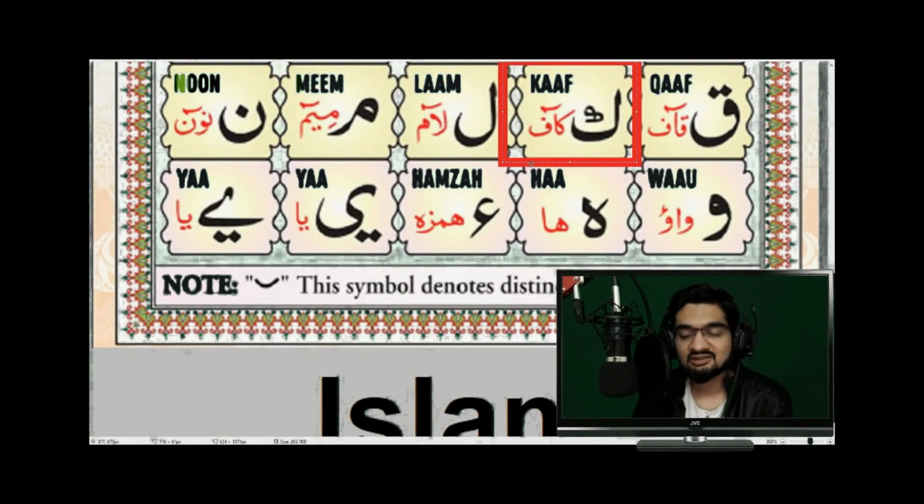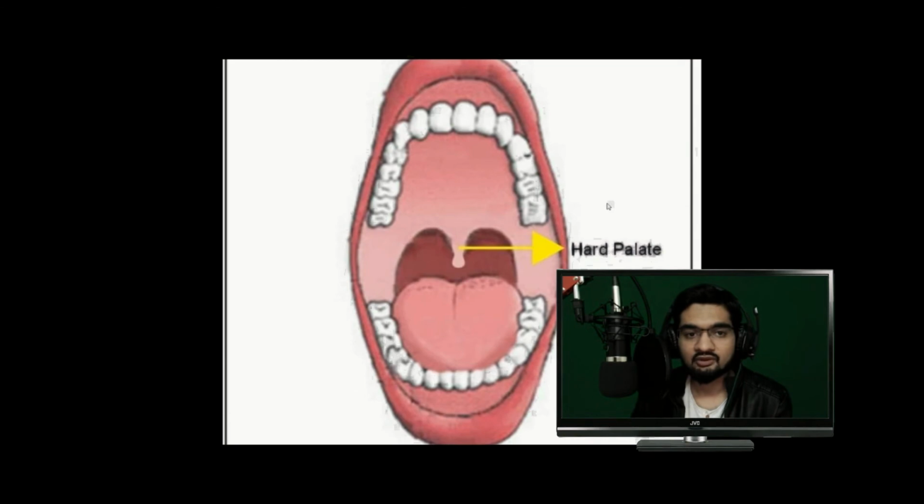Now this one is a very light sound. It is almost the same letter as Qaf, but with a light sound and lighter voice. Kaf. This is a Qaf with a Q. This is a Kaf with a K. Kaf. The roof of the mouth in the area of the hard palate.